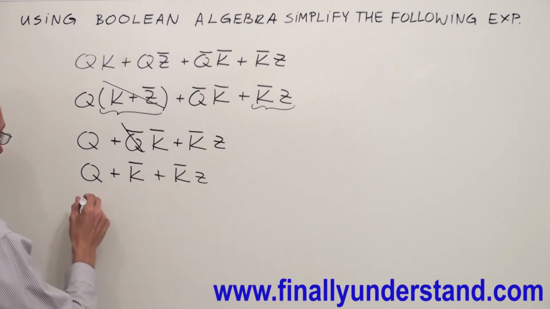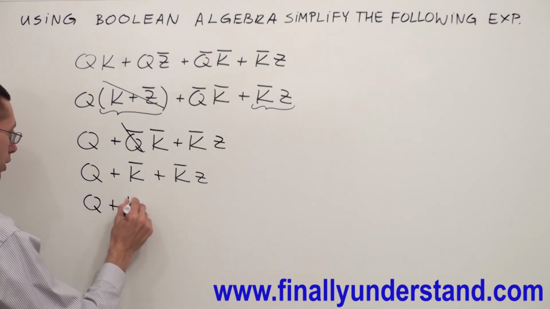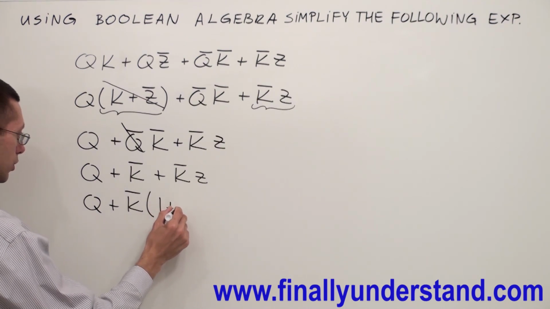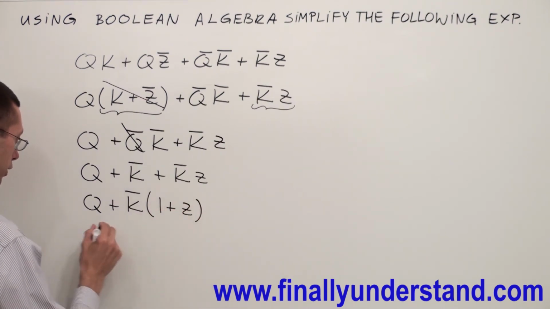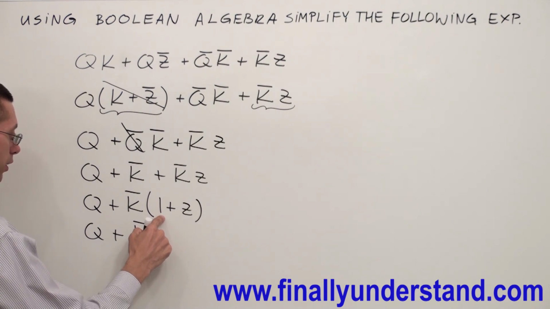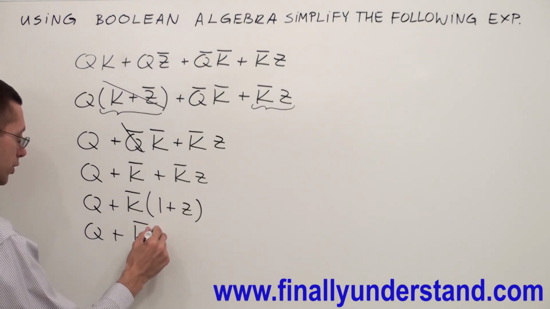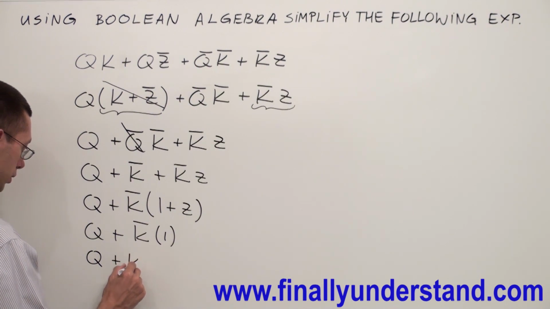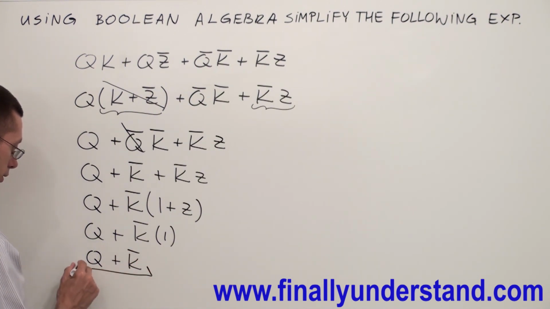I can factorize these two K naughts. I'm going to have Q or K naught, and I'm going to have 1 or Z. Q plus K naught. Remember that anything OR with 1 is always equal to 1. That's why I'm going to end up with Q or K naught. This is my solution.